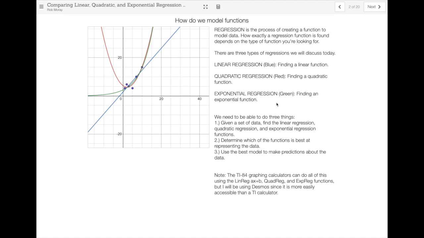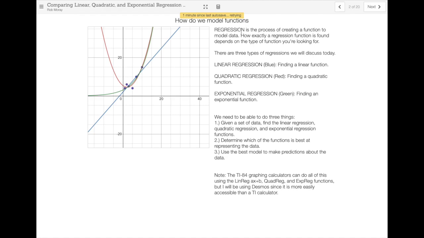So in this slide, basically, all I'm doing is laying the groundwork for what we're going to be doing here. So regression is the process of creating a function to model data. How exactly a regression function is found depends on the type of function you're looking for, right? So there are different processes essentially for finding different types of functions. The types of functions we're going to look at today are linear functions, quadratic functions, and exponential functions, right? In a linear regression, you're going to be finding a linear function like linreg found us, in the form mx plus b. Quadratic regression is going to find us a quadratic function. And exponential regression is going to find us an exponential function.